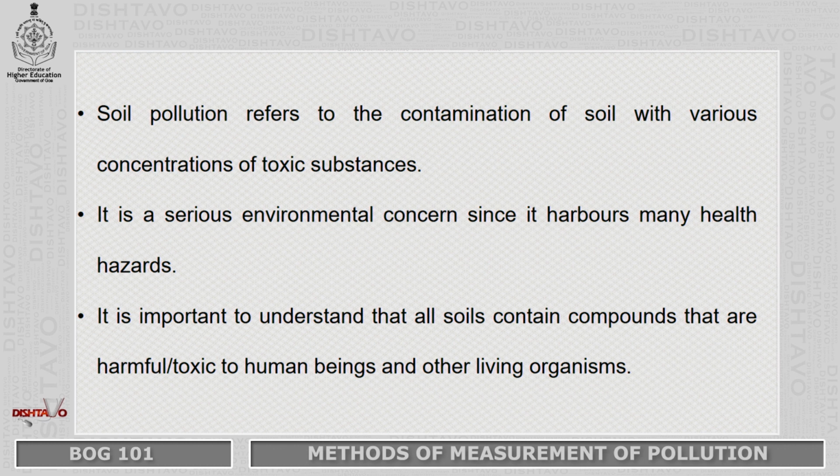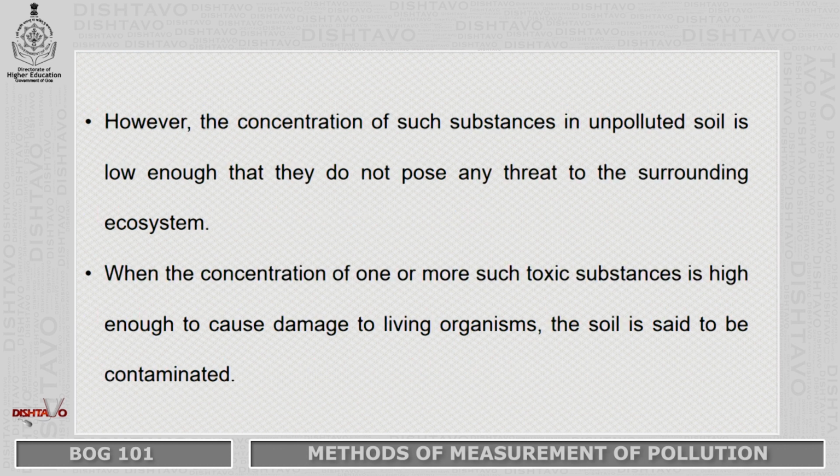It is important to understand that all soils contain compounds that are harmful, toxic to human beings and other living organisms. However, the concentration of such substances in unpolluted soil is low enough that they do not pose any threat to the surrounding ecosystem. When the concentration of one or more such toxic substances is high enough to cause damage to living organisms, the soil is said to be contaminated.